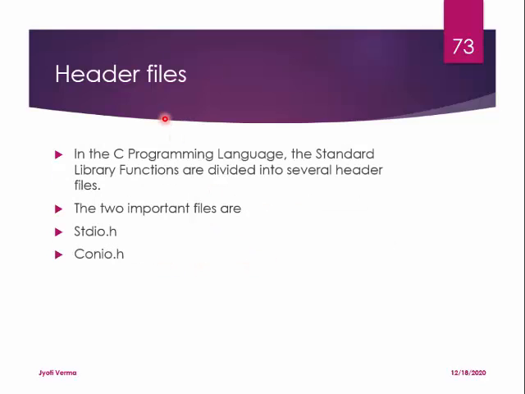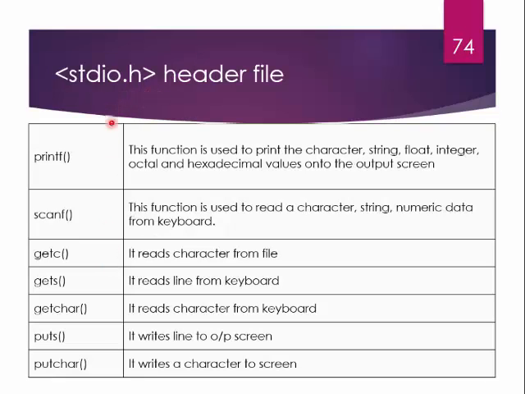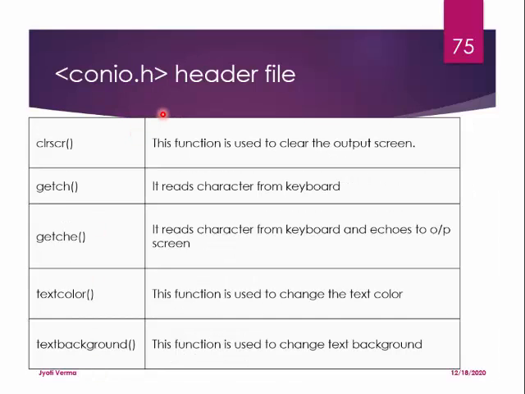Now the header files. What are header files? The standard library functions are divided into several header files. Means what? The definition of some functions and the statements are given in several files, and these files are divided as header files, and the two important files which we are going to include are stdio.h and conio.h. Now stdio.h has following functions declared within it. conio.h has following functions declared within it, and because these functions are declared within conio.h, we have to use this header file in every program.